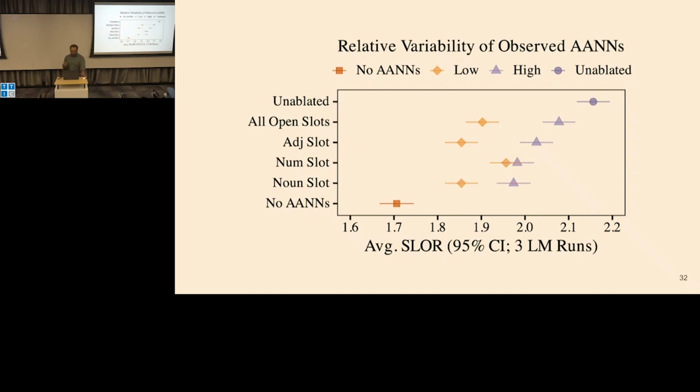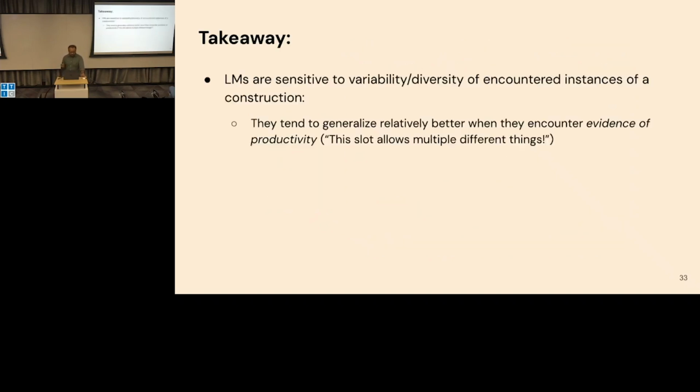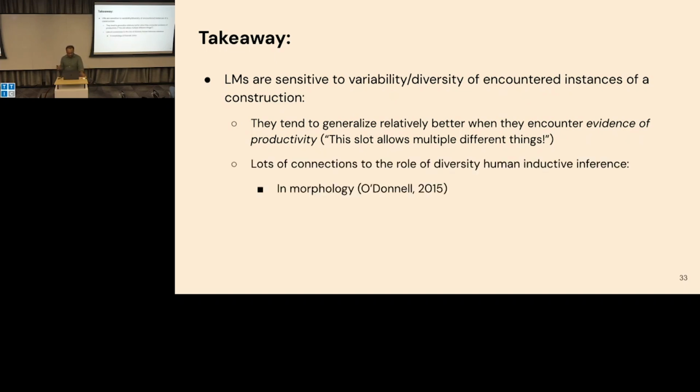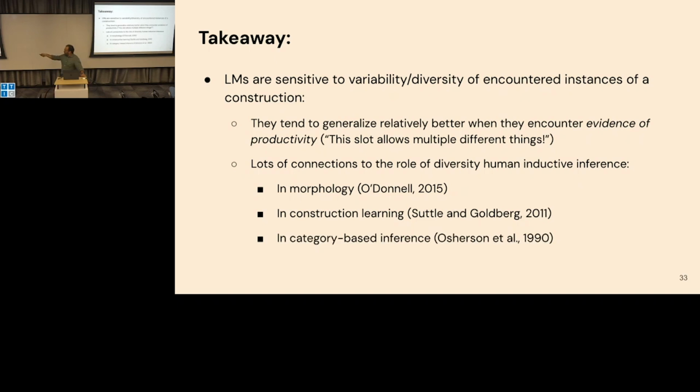So the takeaway here is that the models, when they encounter this productivity of the slot, when they see variance in the slot, are able to generalize better. And so this has plenty of connections with the cognitive science of human inference. People have shown this in morphology, in construction learning itself for a different construction, and in category-based inference, which I'm happy to talk about later.